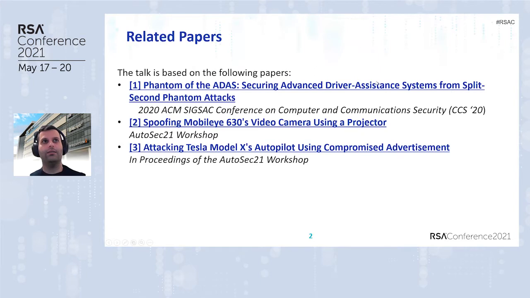This talk is based on 3 papers that were published at CCS and at the AutoSec 21 workshop, and you can find them online. The first paper, named Phantom of the ADAS, was presented at CCS, and most of the information is provided in this talk.